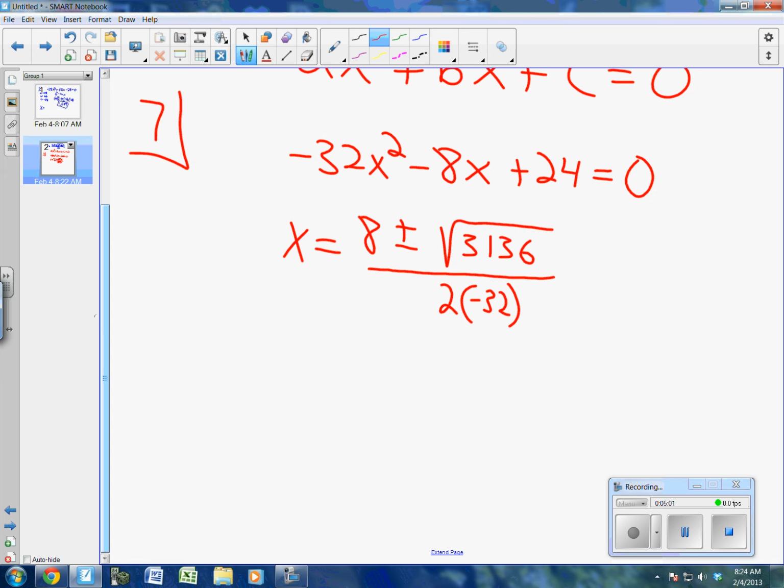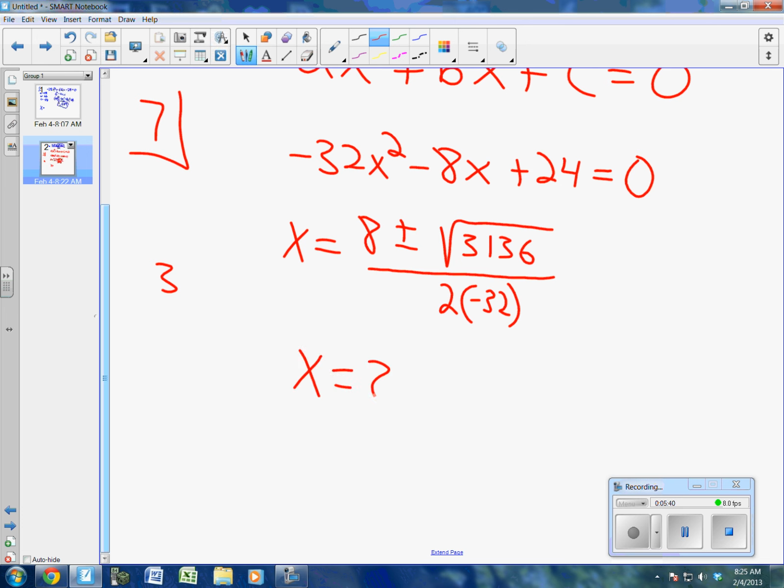Now, here's the deal. By the way, since the discriminant is positive, what kind of solutions am I going to get? I'm going to get two real solutions. Does everybody understand that? This is going to cross the x-axis twice. Now, guys, is that a perfect square? Type in your calculator the square root of 3136. See if it's a perfect square. What is it? 56.